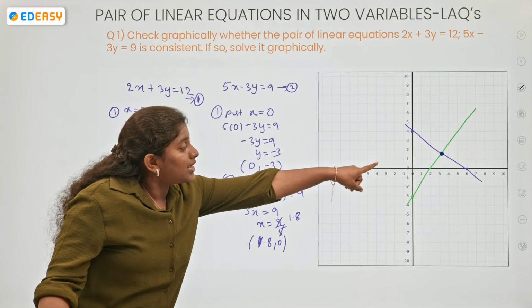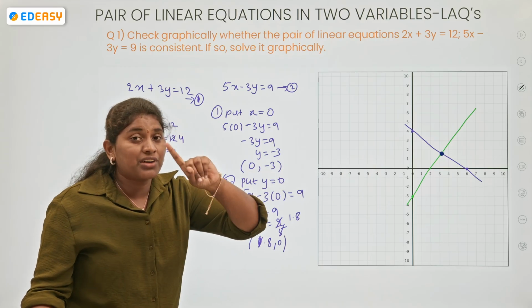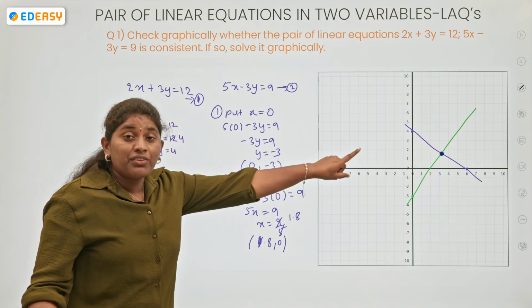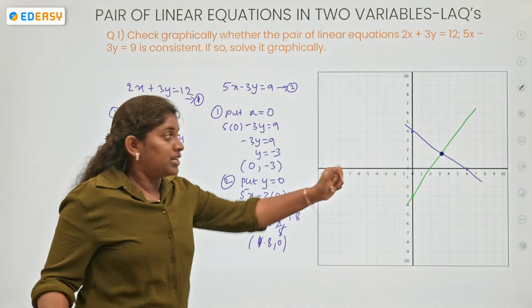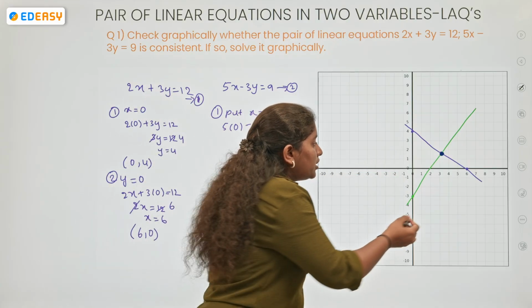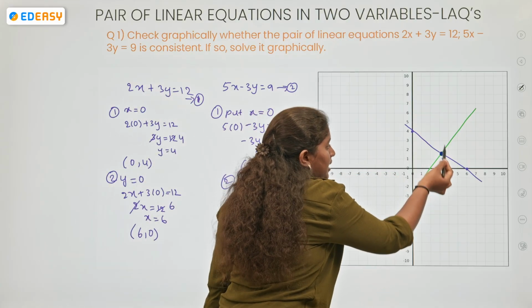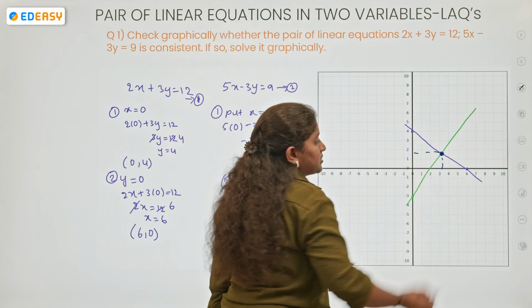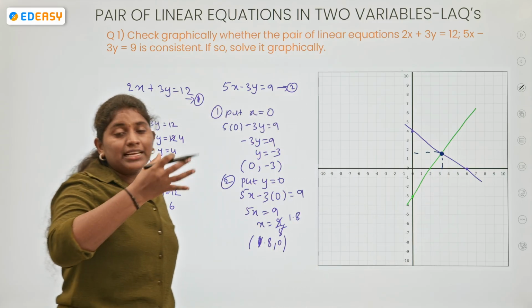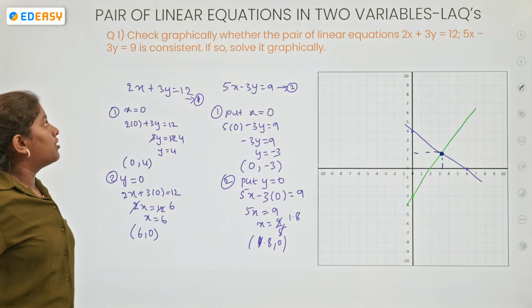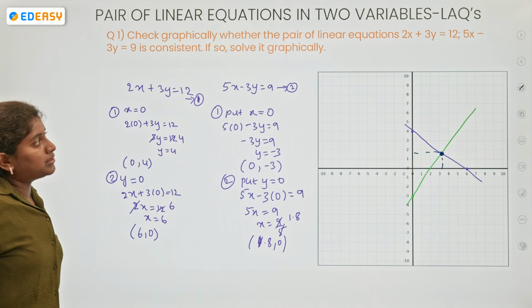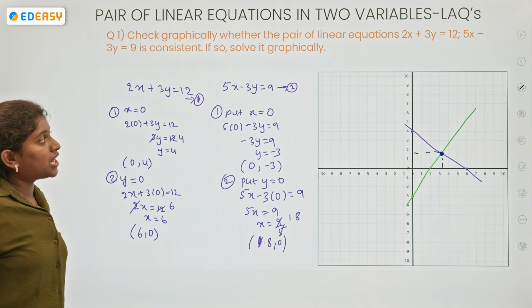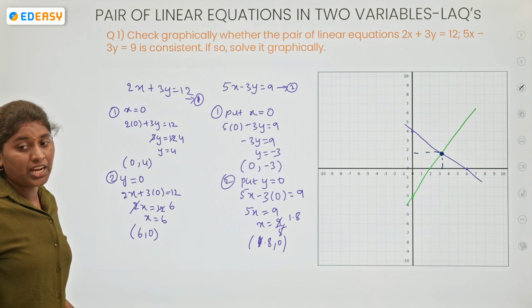Now here the lines are intersecting, which means we will have one solution. So we will find that solution graphically. Just from this point, draw a line to your x-axis and draw a line to your y-axis. So from there, you will get the value of x and the value of y. Understood, everyone? Any doubt for anyone?